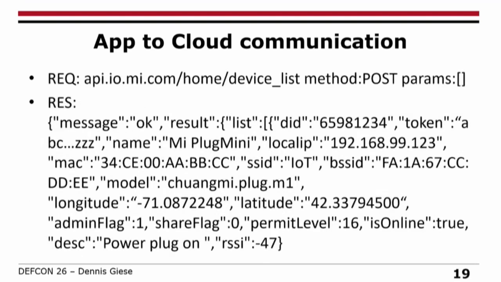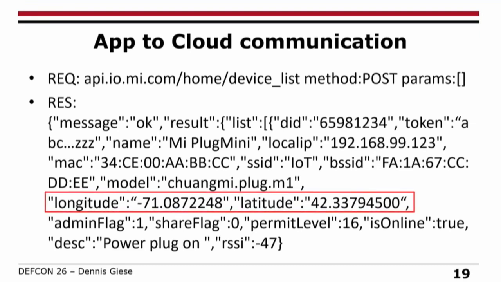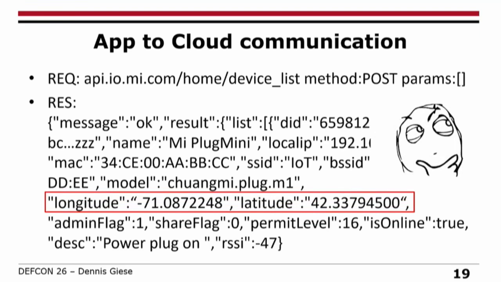How does communication look like? If you open your smart home app, this URL is called by your smartphone, and it demands more or less a list of devices which are belonging to your account. And here in this example, I have one device. You see the device ID, what kind of name it has, what kind of local IP address it has. But the interesting thing here is the following: there's a longitude/latitude field. And now you might ask, hey, why is that, right?